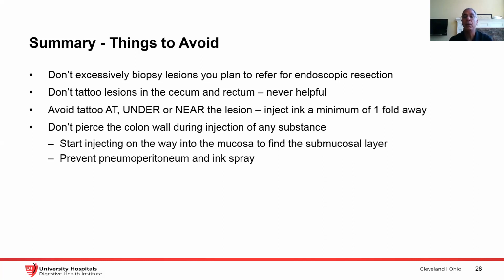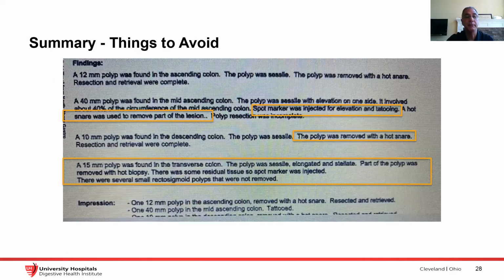Inject your ink a minimum of a fold away. And in general, don't pierce the colon wall with anything during injection. Start injecting on the way into the mucosa. Make sure you flush the air out, see a little drip of fluid, and then find the submucosal layer on the way in. Don't pierce the colon and find the submucosal layer on the way out. You want to prevent pneumoperitoneum and obviously prevent ink spray of the peritoneal cavity.